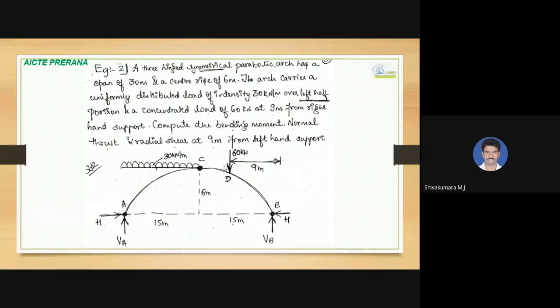So one example problem: there is a three-hinged arch. It's a parabolic arch having a span of 30 meter and a central rise of 6 meter. The central rise is 6 meter. The arch carries a uniformly distributed load of intensity 30 kilonewton per meter over the left half portion.